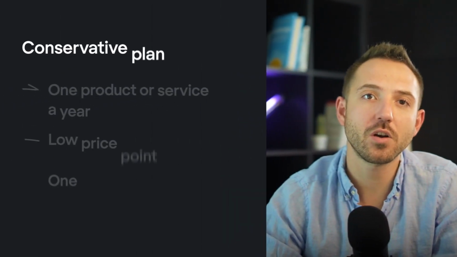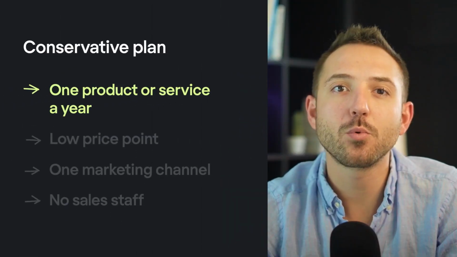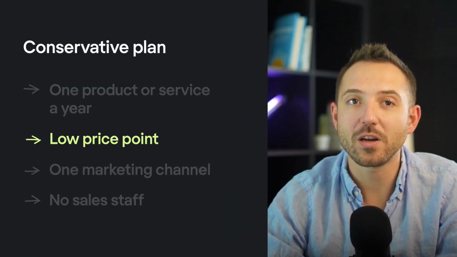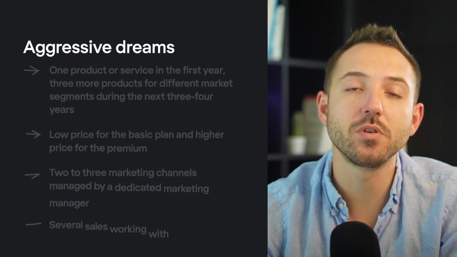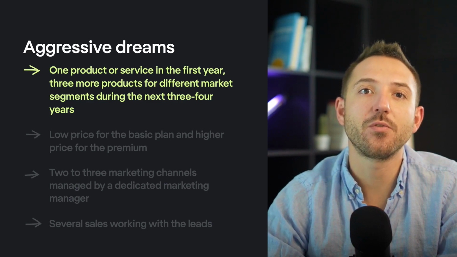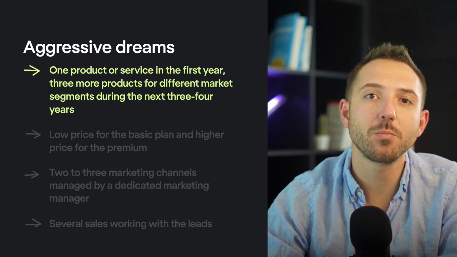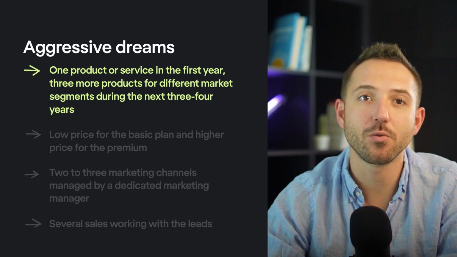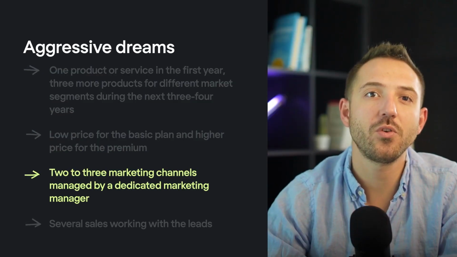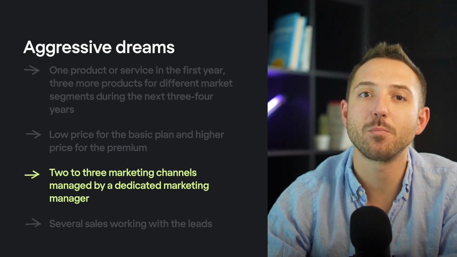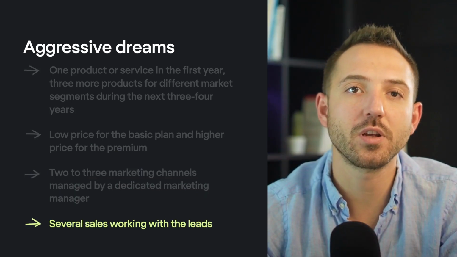For instance, your conservative plan may look like this one: 1 product or service a year, low price point, 1 marketing channel, no sales staff. And your aggressive dreams will include 1 product or service in the first year, 3 more products for different market segments during the next 3 or 4 years, low price for the basic plan and higher price for the premium, 2 to 3 marketing channels managed by a dedicated marketing manager, several sales people working with the leads. By giving room to think ambitiously, you unleash your power to create revolutionary ideas for your business's rapid growth.